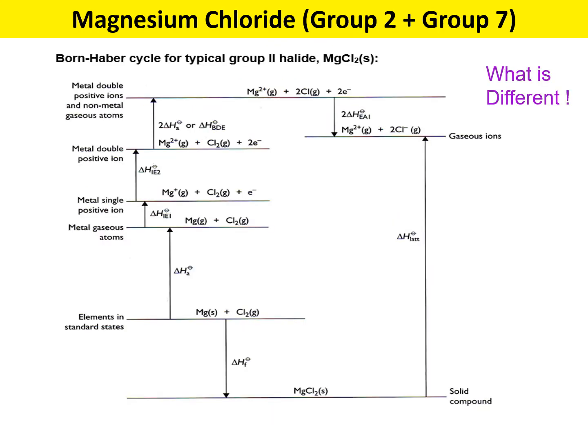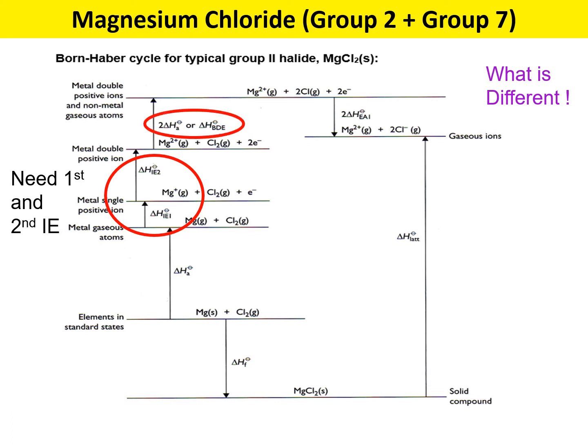The next one we're going to look at is magnesium chloride, which is a group 2 metal and a halide. So what is different in this Born-Haber than the sodium chloride Born-Haber cycle? The first thing you will notice is that because it's magnesium, you're going to have a first and a second ionization energy required to form the magnesium 2+ ion. As you need 2 chlorides, you're going to start with chlorine gas. So you'll either need 2 enthalpies of atomization of chlorine or the bond dissociation enthalpy of the chlorine molecule.